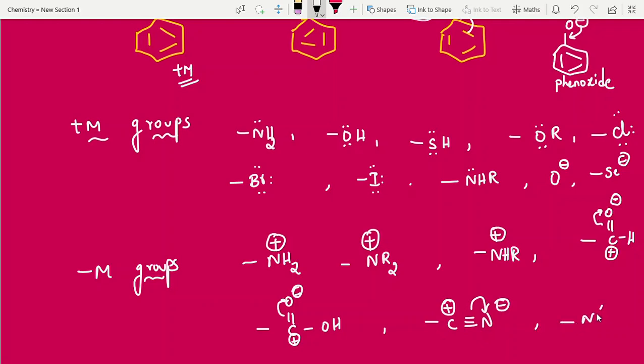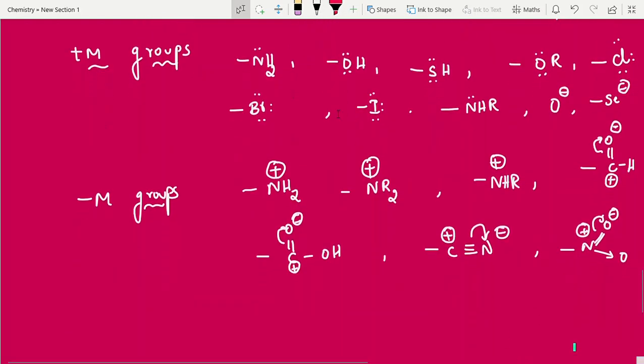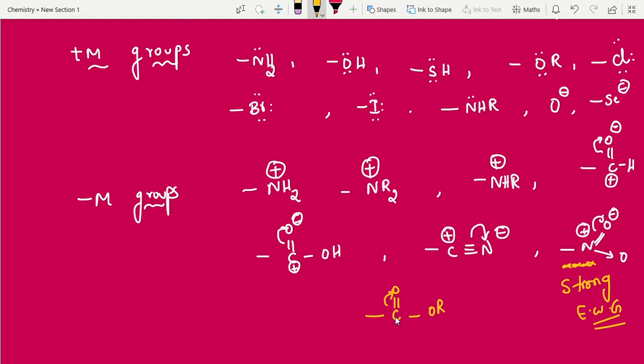Next, the most important example, nitrobenzene. Just now I showed, here also the pi electrons shift, oxygen gets a negative charge, and nitrogen gets a positive charge, directly attached to the benzene ring. That element having a positive charge definitely takes electrons. Then what is this? It is a minus M group. Most important example. Strong electron withdrawing group. These are all strong electron withdrawing groups, but among all, this is the strongest one. Next, C double bond OR. These are all minus M groups. It is also taking electrons, because of the plus charge. That's it, students.